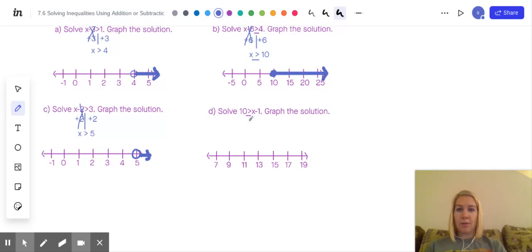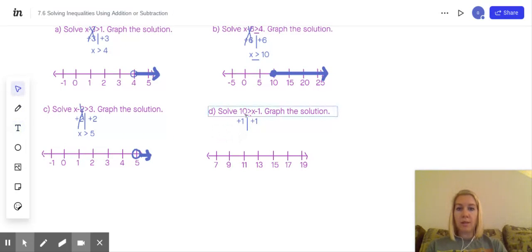Okay, let's look at problem D. 10 is greater than or equal to x minus 1. Graph the solution. So even though x is on the right side of my inequality, that's okay. We're still going to solve for x. Whereas before, x has always been on the left side of our inequality. But to start out with, I'm going to draw a line down the middle. And we're going to solve for x. So that means we need to get rid of this minus 1. So we're going to add 1 on both sides.